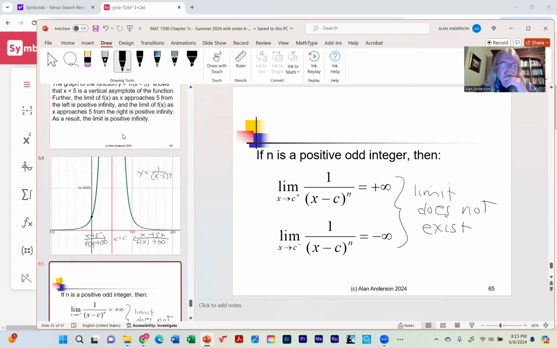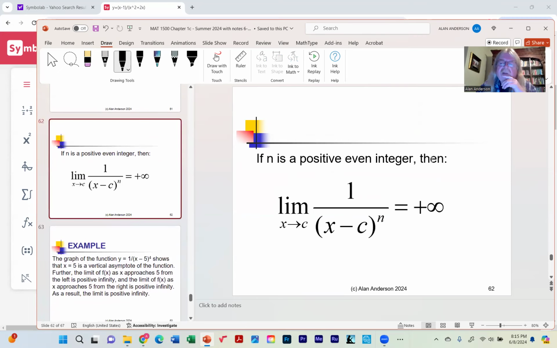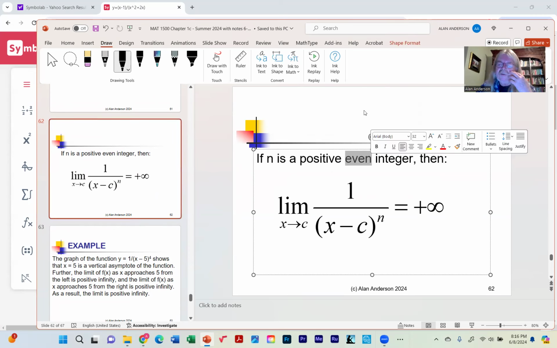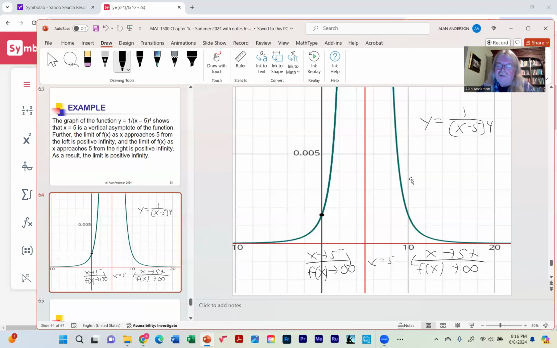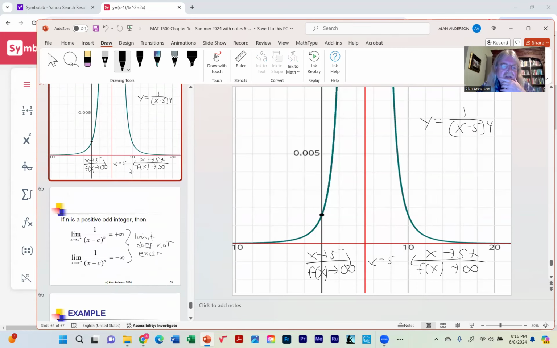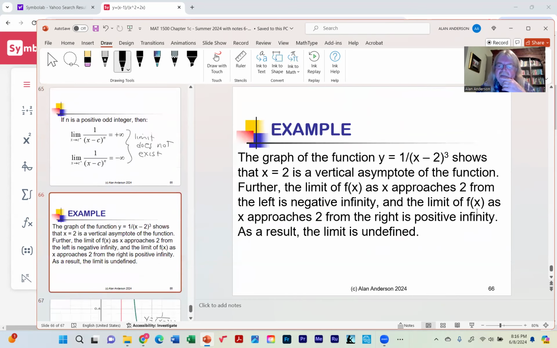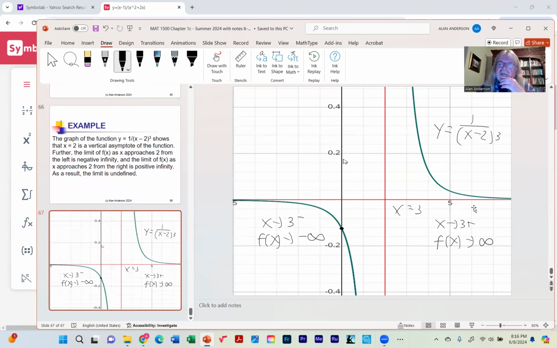All right. So here, oh no, I didn't. You know what? I didn't even see it. It does say if n is a positive even integer. I actually overlooked that. Yes, it did say it right there. Even means you're going to get this. Positive infinity is your limit. If the exponent is odd, then you'll get this case.